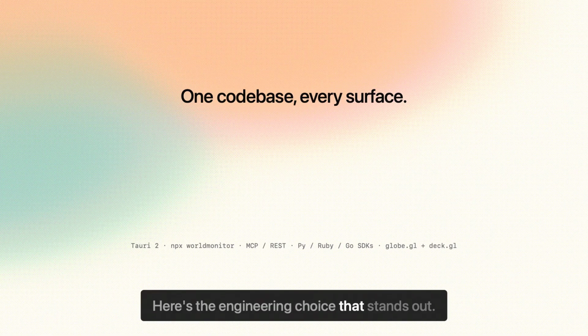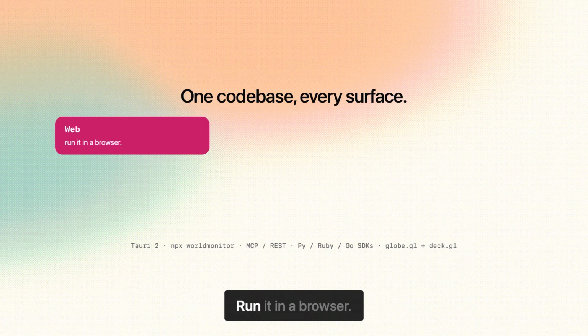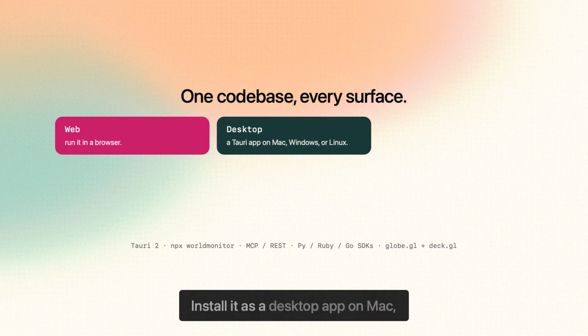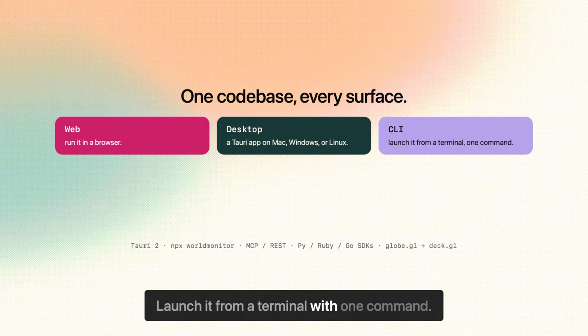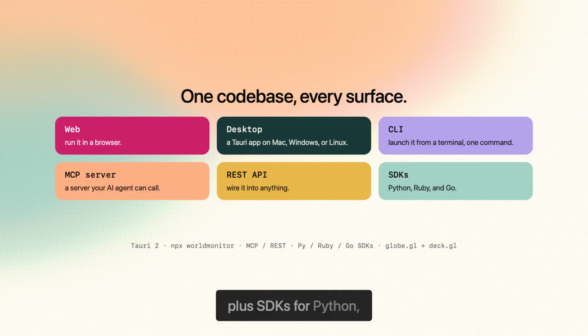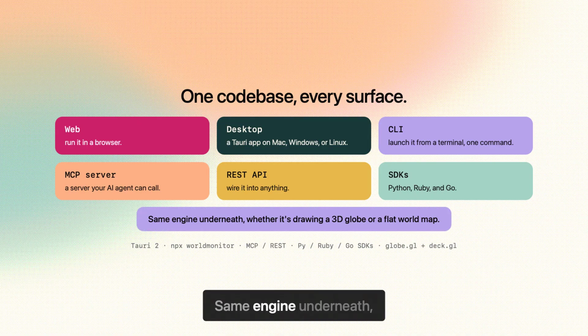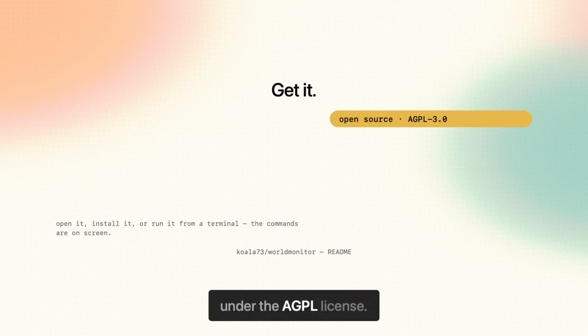Here's the engineering choice that stands out. All of it comes from one codebase and it ships everywhere. Run it in a browser, install it as a desktop app on Mac, Windows, or Linux. Launch it from a terminal with one command. There's a server your AI agent can call, plus SDKs for Python, Ruby, and Go. Same engine underneath, whether it's drawing a 3D globe or a flat world map. It's open source under the AGPL license.